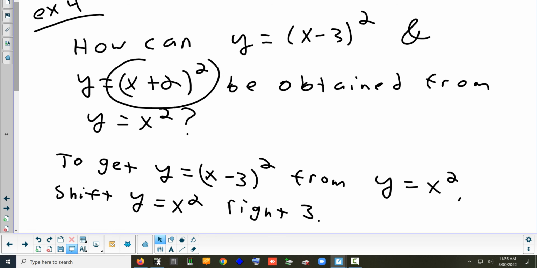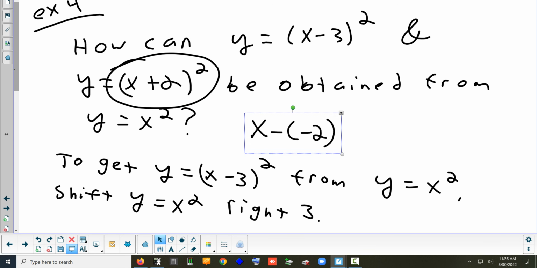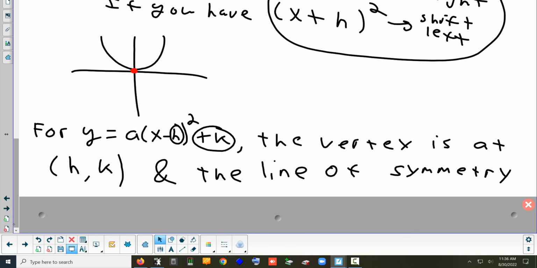What's the number after the minus sign here? Negative 2. You'd have to think of it this way. The H value is always the number that's inside after the minus sign. Because this means you went left 2. So it has to be a negative. Okay? So be very careful if they write it as x plus. That can be a little tricky.